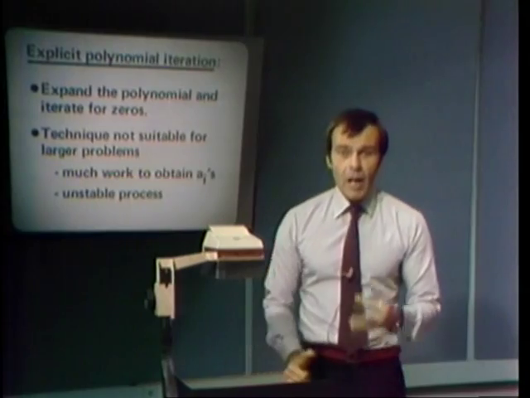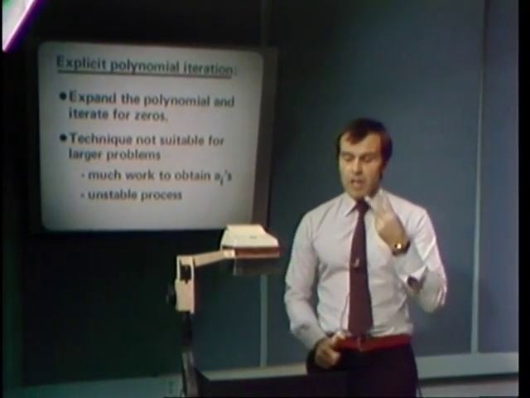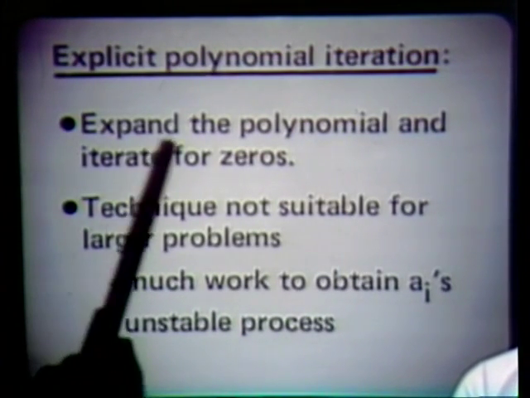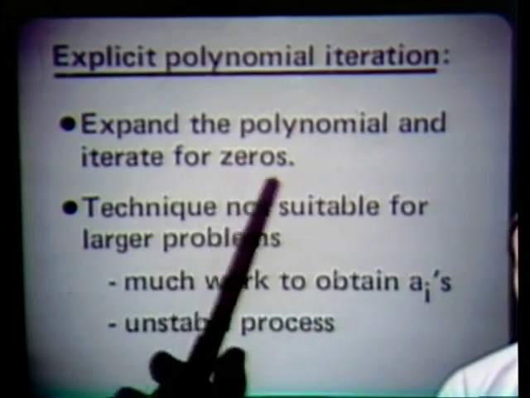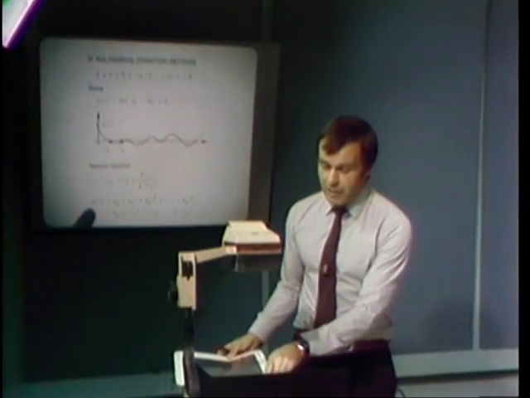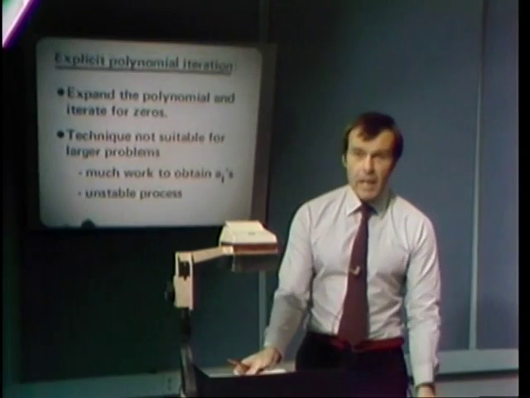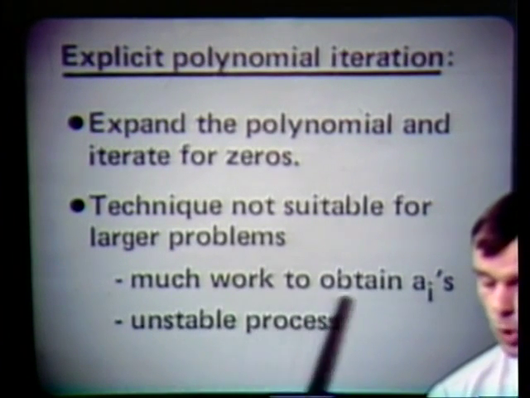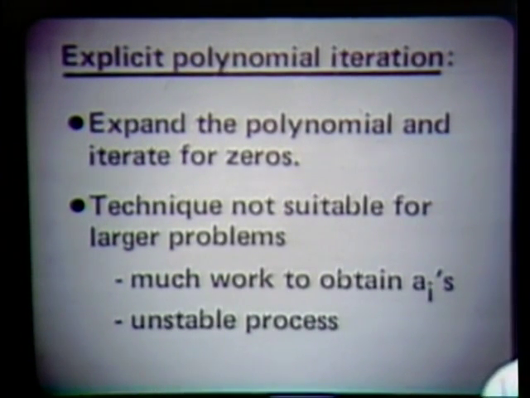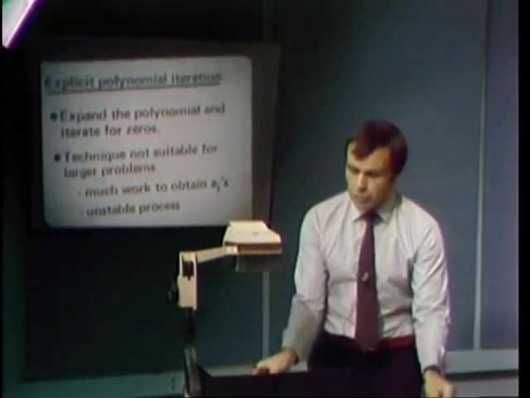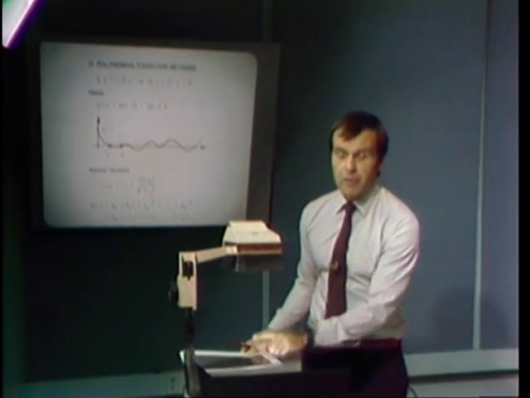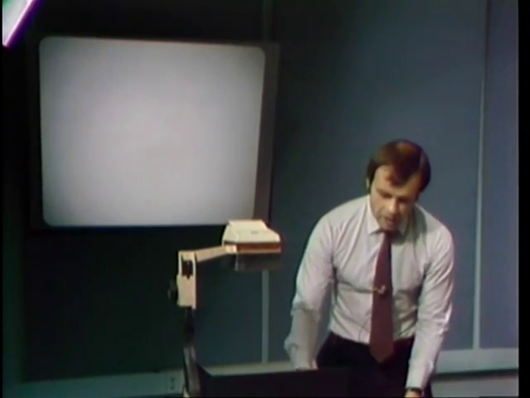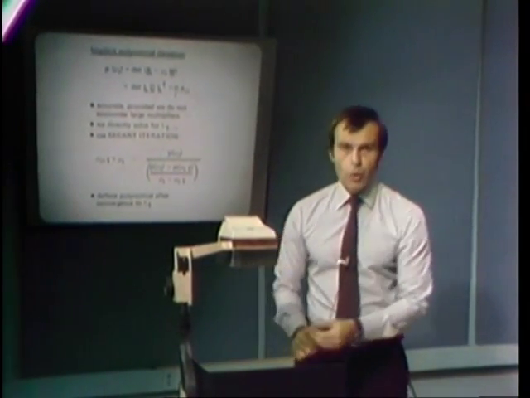However, there are now really two different techniques. The first technique is explicit polynomial iteration. In the explicit polynomial iteration, we expand the polynomial and iterate for the zeros. By that I mean we actually expand this polynomial. However, this technique is not suitable for larger problems because, first of all, there is much work to obtain the a_i's, and then it's an unstable process. Unstable because small errors in these coefficients here give large errors in the zeros. So this is not a suitable technique, and we are better off using an implicit polynomial iteration.